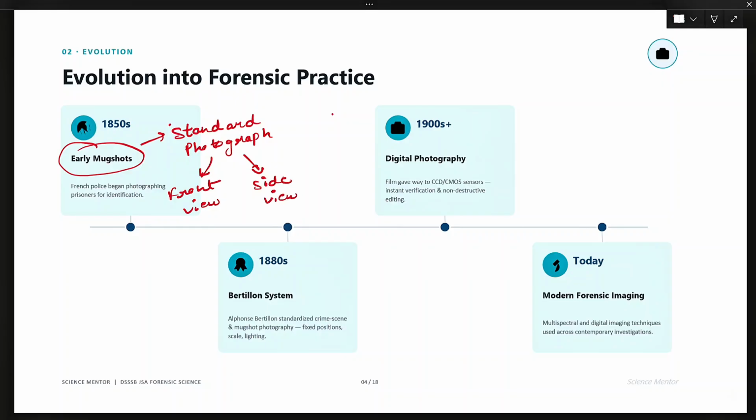Its purpose is not to make a person look good. Its purpose is identification. So a mugshot is a standard police photograph of an arrested person taken for identification and official records. The standard views are front view and side view. And the purpose is criminal identification, police database, future investigations.